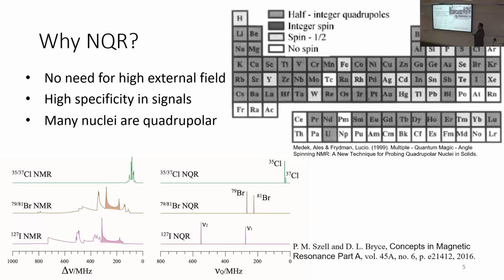And another reason why you may want to do NQR is that there are a lot of materials which are NQR active, meaning that there are many nuclei with isotopes which are quadrupolar in nature.